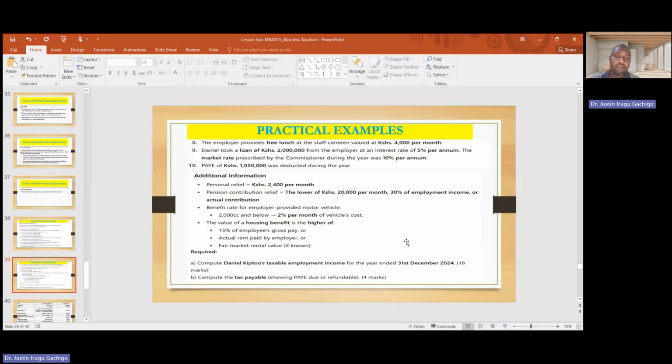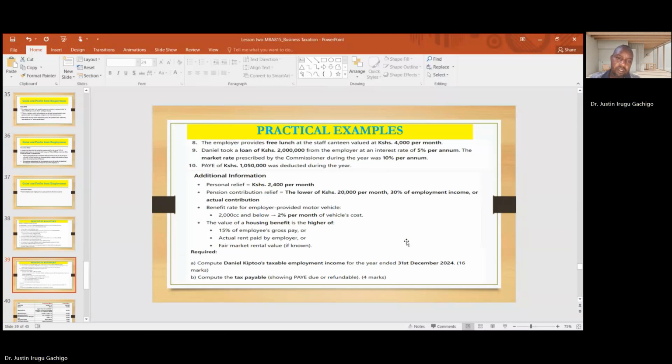Daniel took a loan of Kenya shillings 2 million from the employer at an interest rate of 5% per annum. The market rate prescribed by the commissioner during the year was 10% per annum. PAYE was deducted during the year.